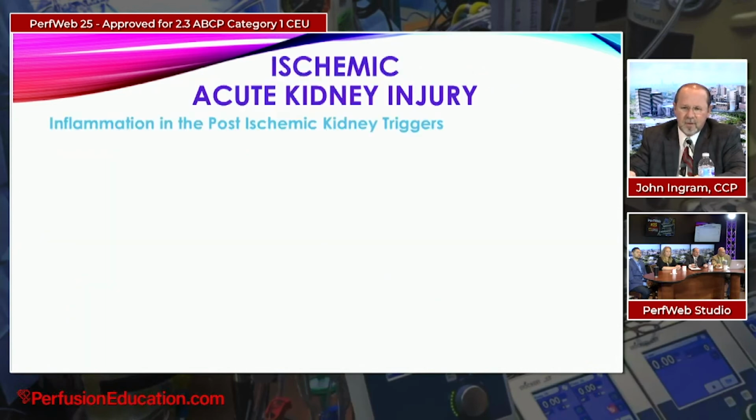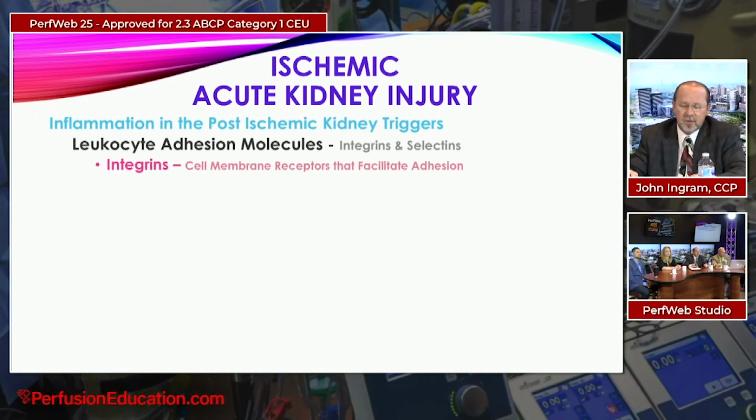So inflammation in the ischemic kidney triggers leukocyte adhesion molecules, something called integrins and selectins. Integrins are cell membrane receptors that facilitate this adhesion. They become activated.